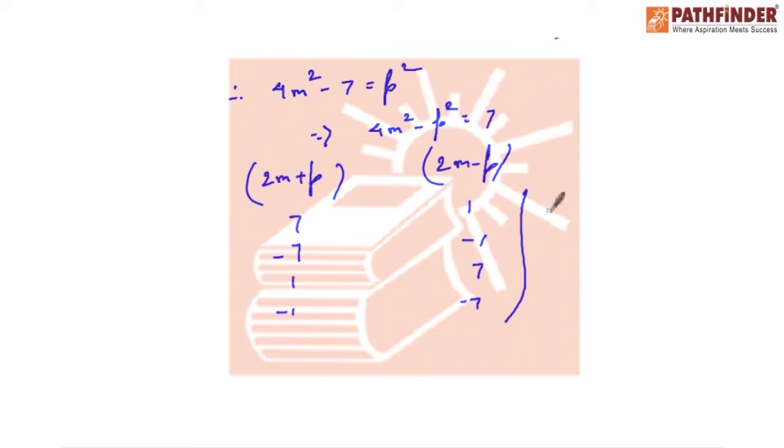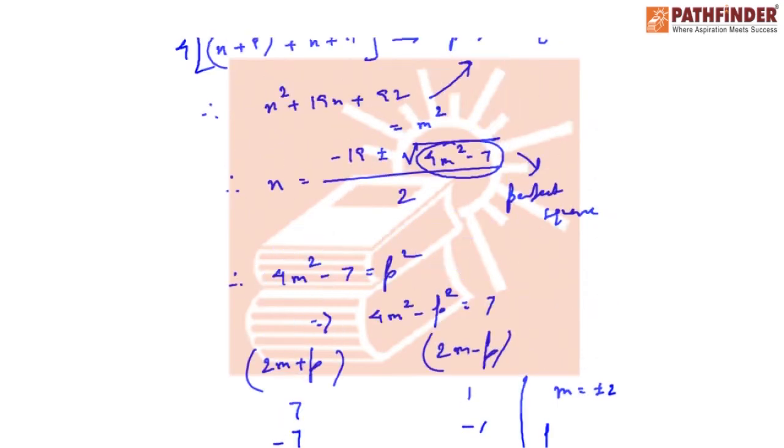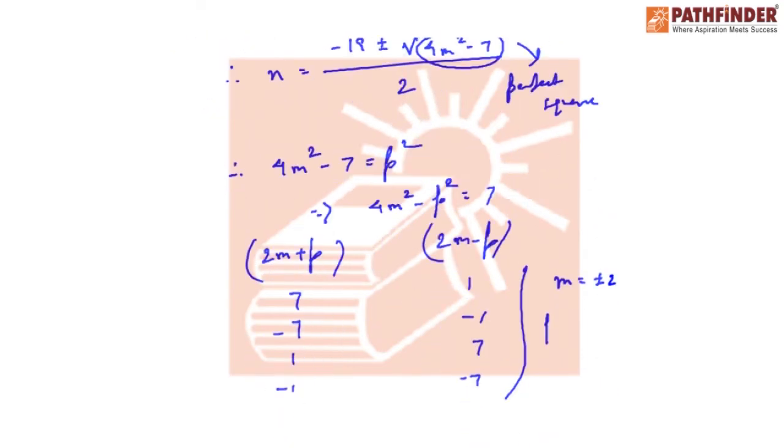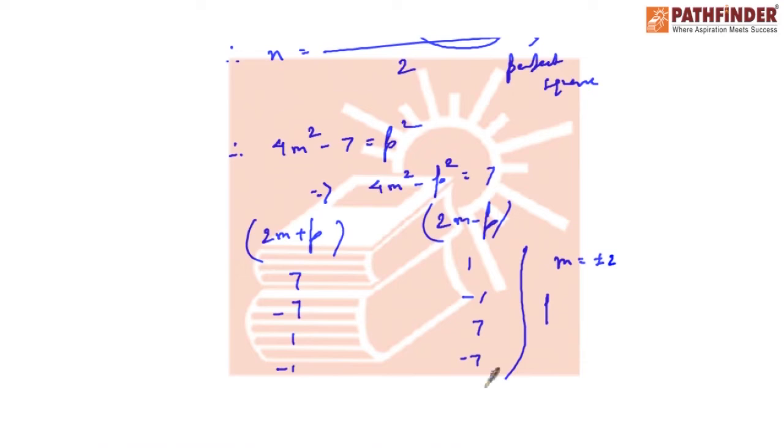Simplifying, we get either m equal to plus minus 2, and hence putting this value of m in this equation, n square plus 19 n plus 92 equal to m square, that is 4, solving we get n is equal to either minus 8 or minus 11, which would be the solution.